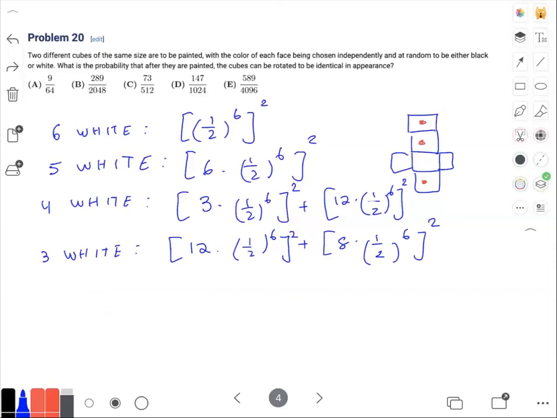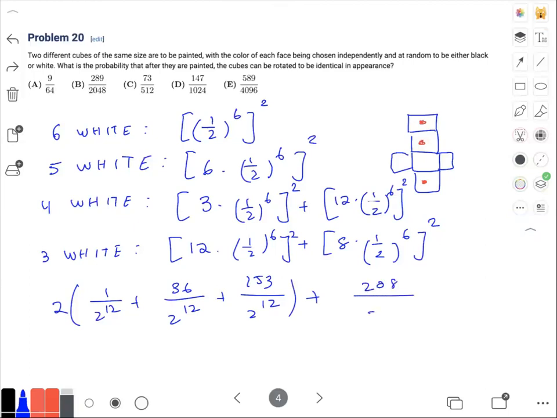And now 2 white, 1 white, 0 white. That's basically the exact same thing as 6 white, 5 white, 4 white. Black is now playing the role of white, and we know that both have a 1/2 chance of being colored, so it's symmetric. So what we have is 2 times 1/2 to the 6 squared, which is 1 over 2 to the power 12. This one would be 36 over 2 to the power 12. This one would be, let's see, 9 plus 144 is 153 over 2 to the power 12. And then our 3 white is 1/2 of 2 to the power 12. So 144 plus 64 is 208, and then over 2 to the power 12.